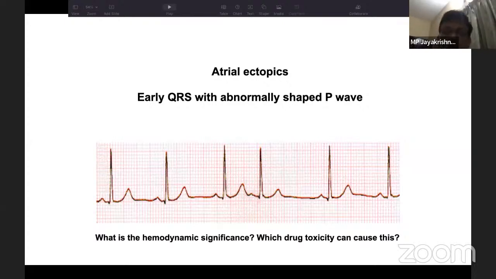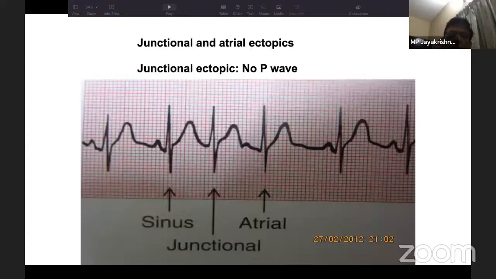So this we ignore unless there are other things, like suppose the child is already on a drug like digoxin. Digoxin is one drug that can cause this abnormality, atrial ectopics. But otherwise, we consider this as a normal finding. So atrial ectopics can be seen, but junctional ectopics also can be there. Why do you call this an atrial ectopic or a junctional ectopic? Because the QRS complex is narrow. Suppose this is a ventricular ectopic, what do you expect? The QRS complex will be wide.